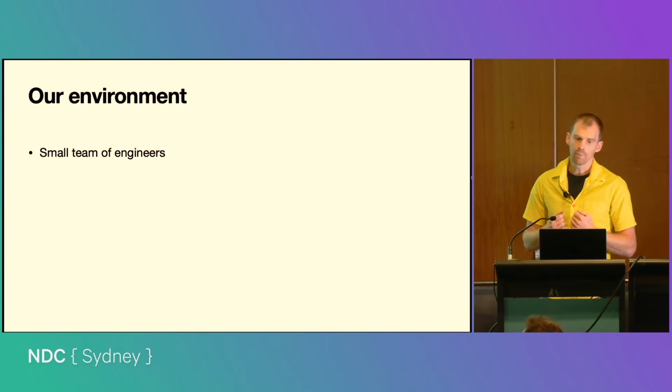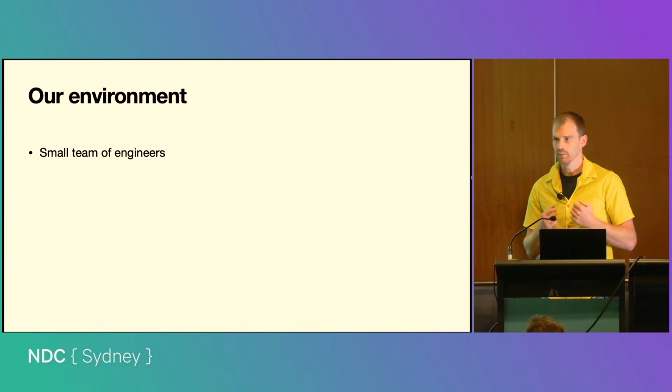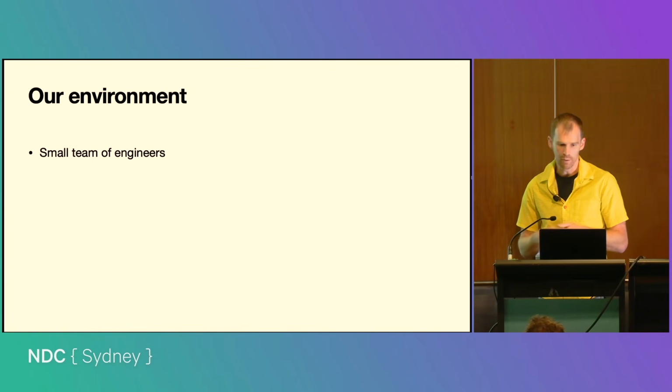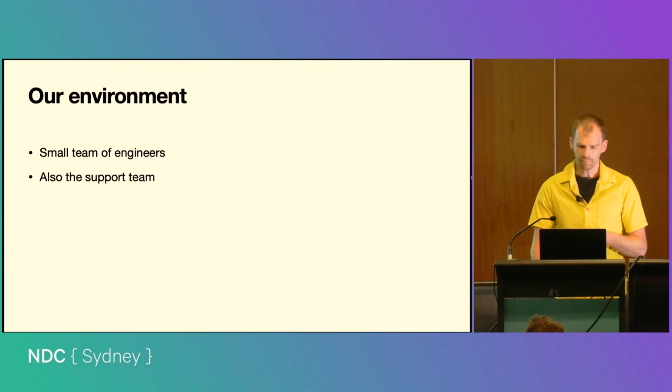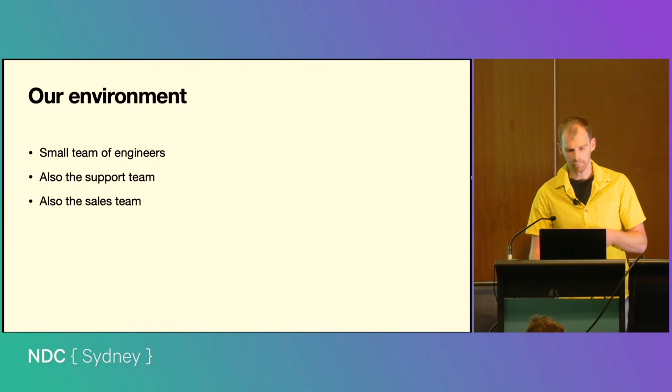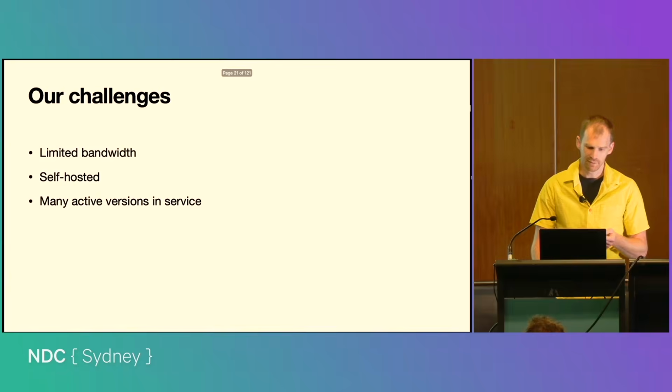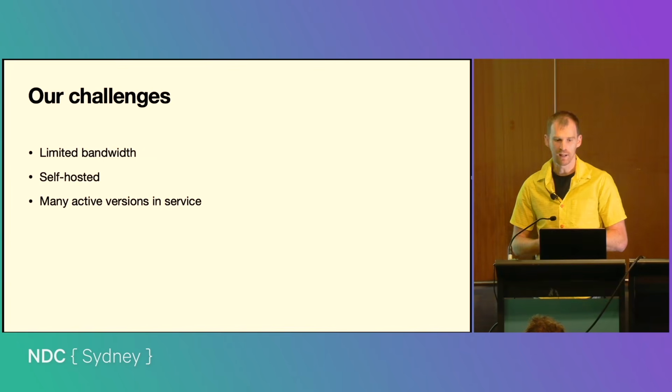So a lot of how we work is also informed by the shape of our team itself. It's not just what we build, but it is who we are and how we build it. So we are a very small team of engineers. There's 4 of us total, 3 of us in engineering. We are also the support team. We are also the sales team. So we wear a lot of different hats. And that comes with some challenges.